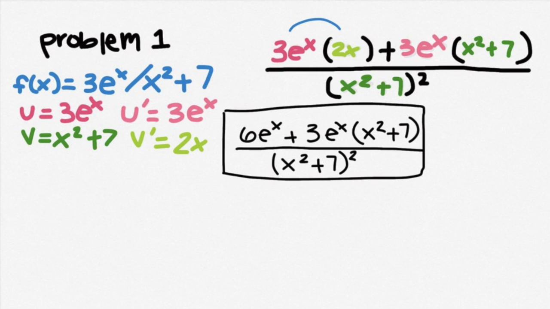and light green. Now, on the right-hand side, we see the quotient rule, which means that the derivative of u times v and u times the derivative of v are being subtracted over v squared. Now, since we can only simplify 3 times 2x, everything else stays the same, which means that the final answer is 6e^x plus 3e^x times x squared plus 7 over x squared plus 7 squared.